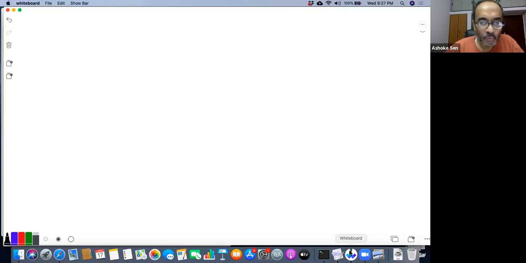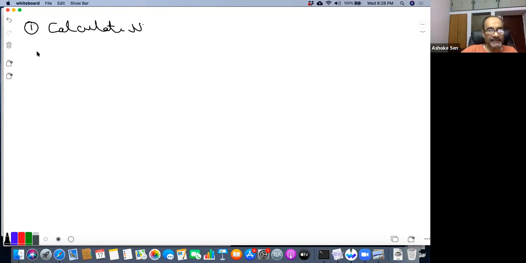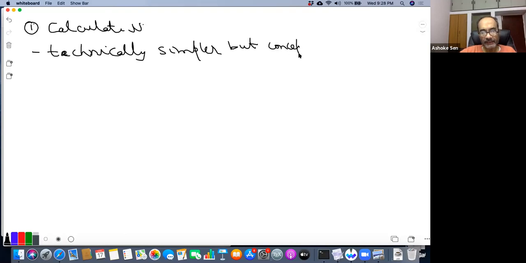Okay, so what we are going to do is to calculate n. Let's see how this goes. And this, in a sense, is technically simplest because you don't need much detail about string field theory. Simpler, but conceptually more subtle. And it in fact basically involves all the subtleties that we'll encounter eventually.